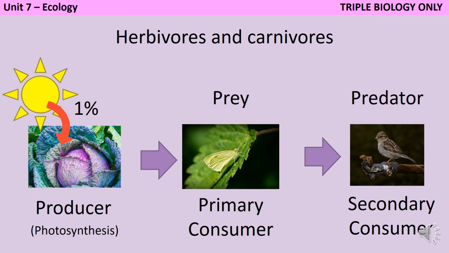If you're taking GCSE Biology or Triple Science, there's a couple of extra bits that you need to know. The first thing is a pair of words you've been using for years. An animal that eats plant matter is called a herbivore, and an animal that eats other animals is called a carnivore.